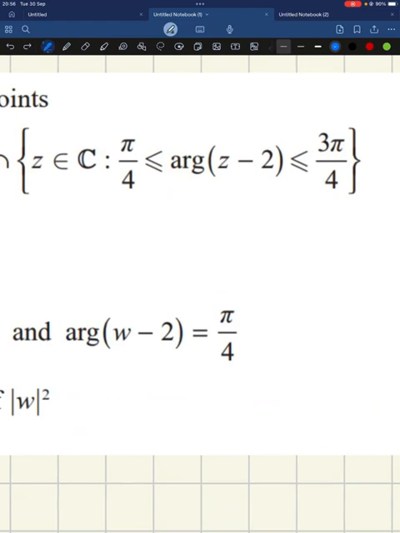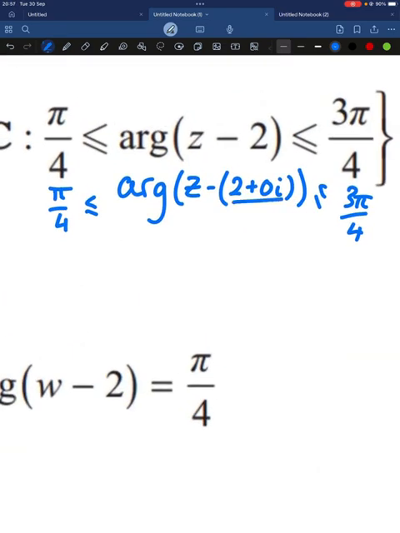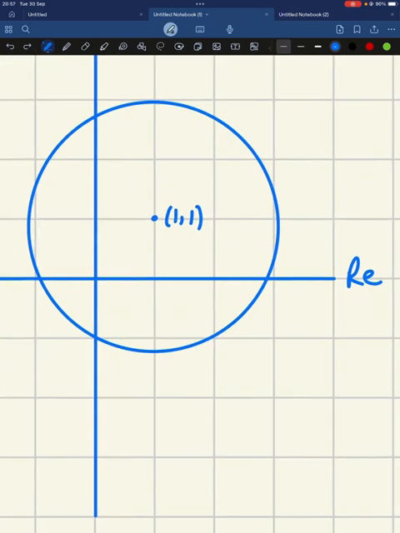So first of all, we want it in the form z minus z1. So the argument of z minus z1, where z1 would be basically 2 plus 0i, so we can put 2 plus 0i, and both of these are inclusive, so between pi by 4 and 3 pi by 4. So pi by 4 is 45 degrees, 3 pi by 4 is 135 degrees. Okay, so it's going to be a half line from 2, 0.